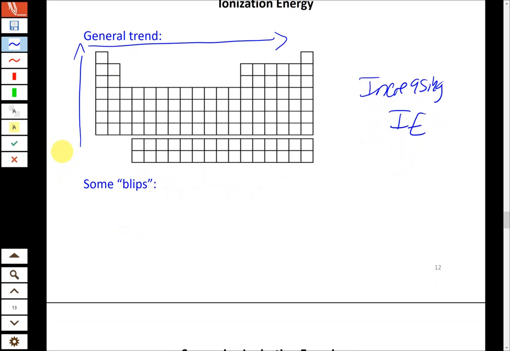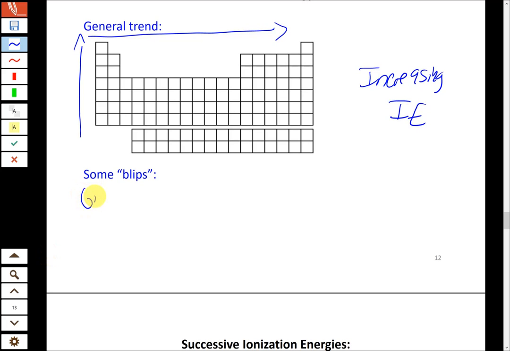Now there are some blips in the trend which occur at group 2 and group 5. So that's going to be here, the second column, and here, the middle part of the P block. So there's some blips in the trend there. So as we go across the groups in the periodic table, and this is ionization energy, we're only going to be considering the main group elements for this. We're not going to worry too much about transition metals. So when we talk about group 1, 2, 3, 4, 5, 6, 7, 8, that's going to be these main group columns. Those 8 columns of the periodic table.